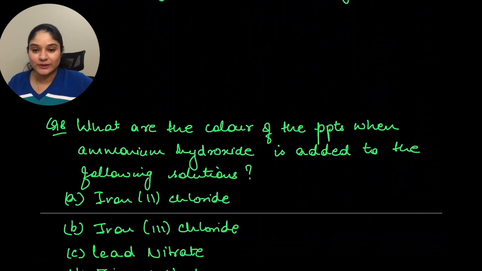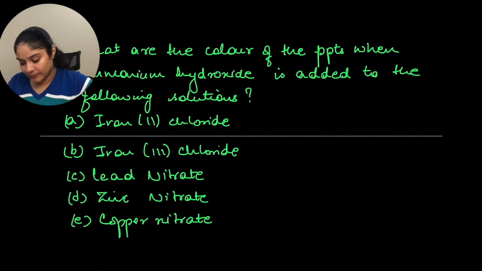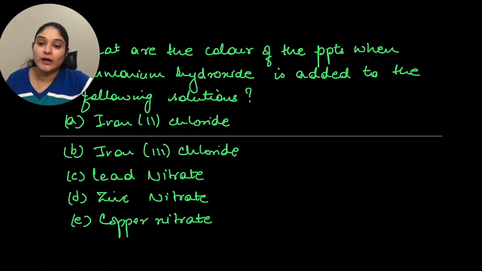Let's move to the next one. Question number 18. What are the colors of the precipitates when ammonium hydroxide is added to the following solutions? So iron 2 chloride, you get dirty green PPT. The second one is iron 3 chloride, you get a reddish brown PPT. Lead nitrate, you get a white PPT. Zinc nitrate, you get a white PPT. Copper nitrate, you get a bluish, blue PPT.